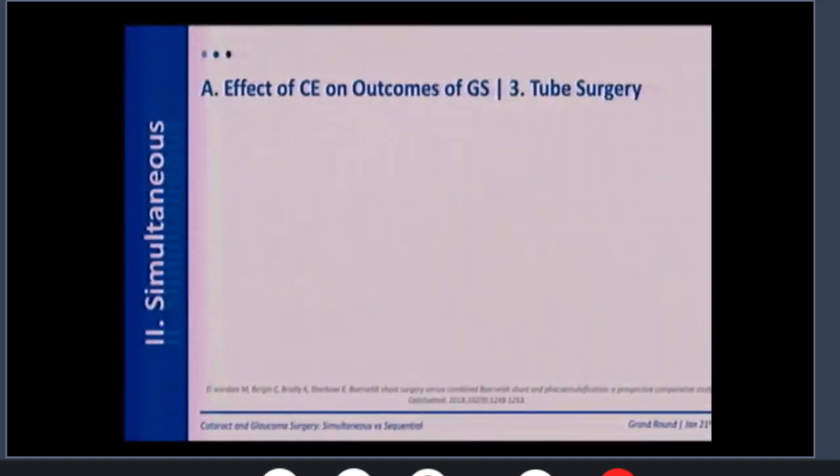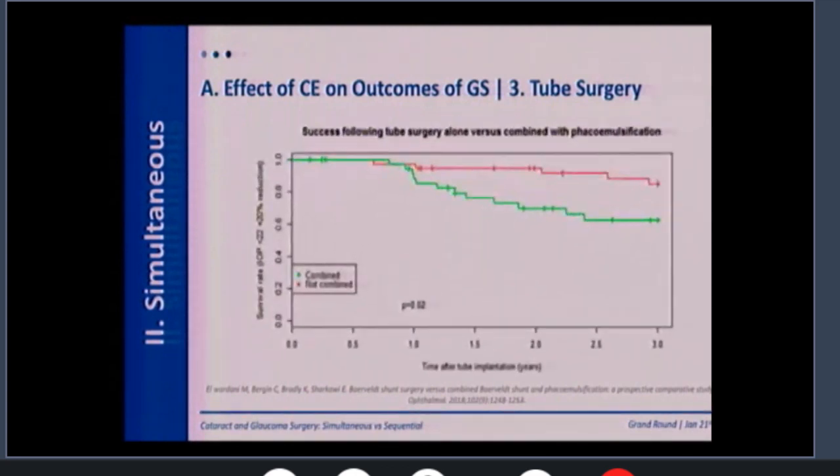So what about tube surgery? There's limited data on doing phaco with or without tube surgery. The only paper in the literature was a prospective trial comparing phaco Baerveldt versus Baerveldt alone. And you can see there's about a 20% lower success rate with phaco Baerveldt compared to Baerveldt alone. There's some inclusion bias in this study.